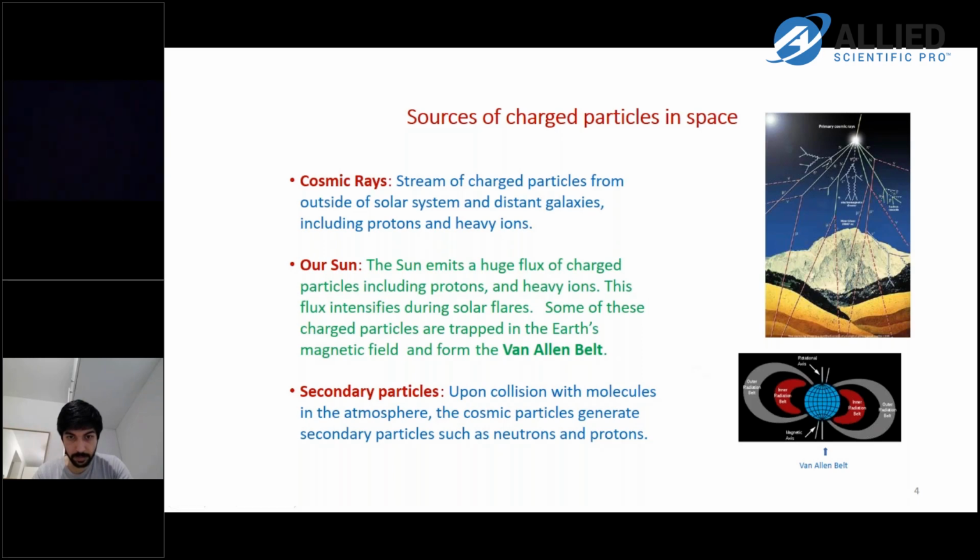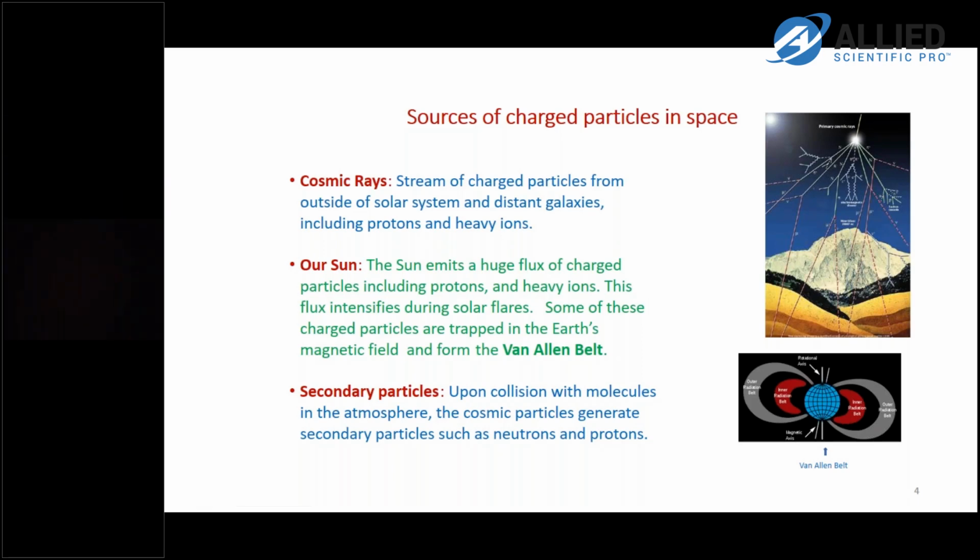And the third source of the charged particles is secondary particles, which is generated when a cosmic particle, shown by this white glow, collides with the atmosphere, and the cosmic particle generates secondary particles like neutrons and protons. You can see the cascade of all these particles falling.